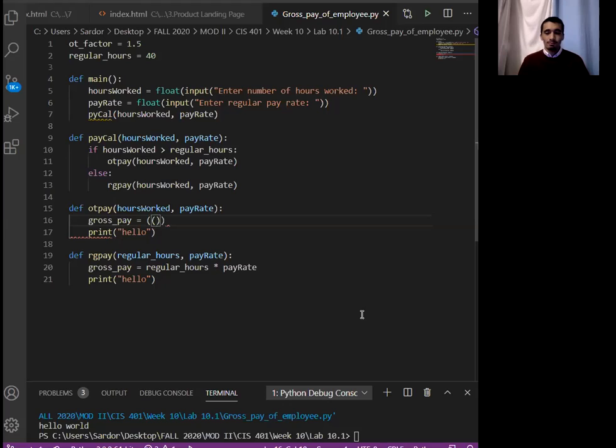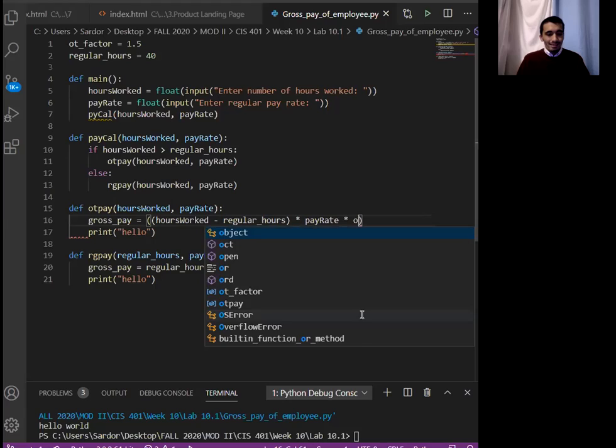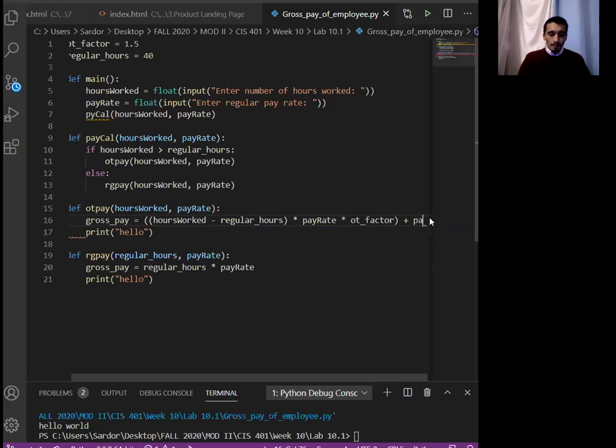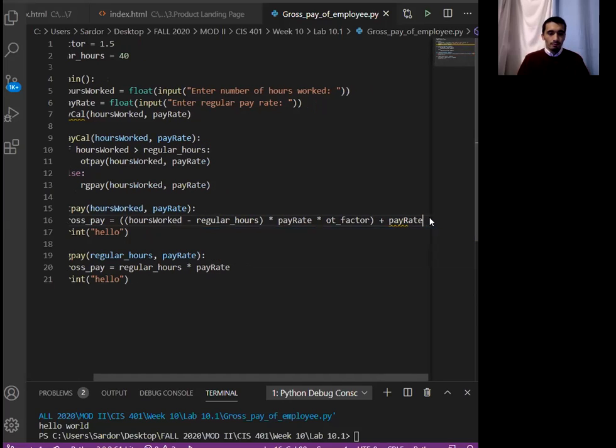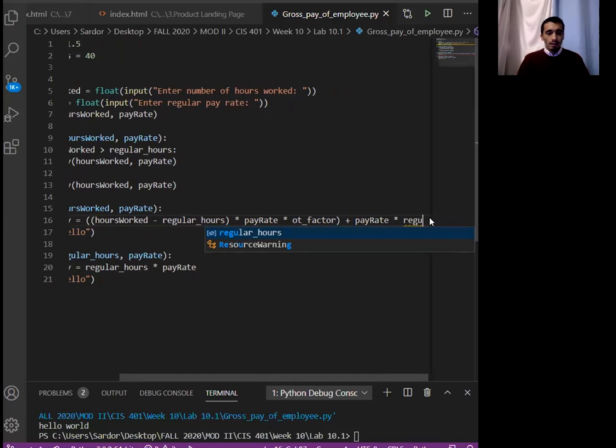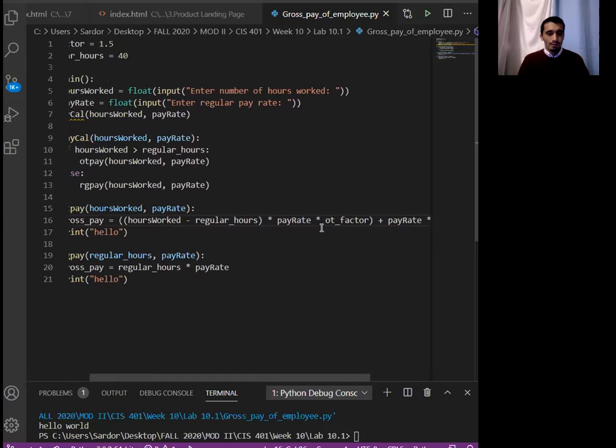So the formula is hours worked minus regular hours, okay, multiply pay rate, multiply OT factor, plus pay rate, and multiply regular hours. Now, that was a lot, I know.